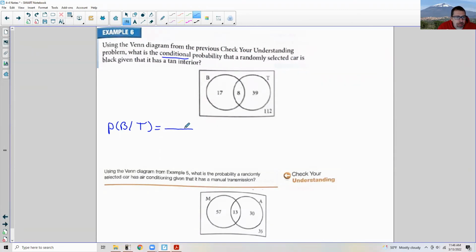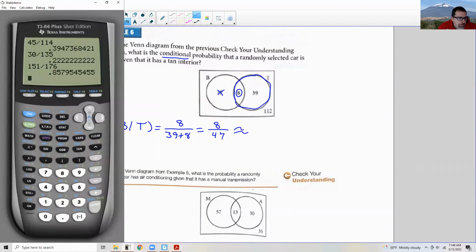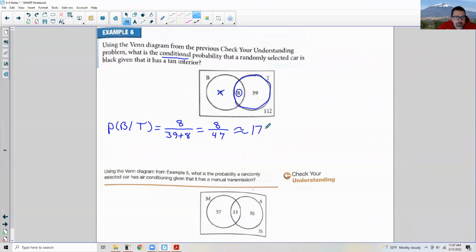So remember, the denominator is going to be your given, and tan is this circle right here. So the probability of tan is 39 plus 8. Probability that it's black given it's tan, I'm not going to count these because that's not tan. I only need this number right here. Probability it's black in the tan circle is 8. So that's going to simplify to 8 over 39 plus 8, which is 47. Okay. So the probability that a randomly selected car is black given that it has a tan interior is 8 out of 47, which is approximately 8 divided by 47, 17%, roughly.